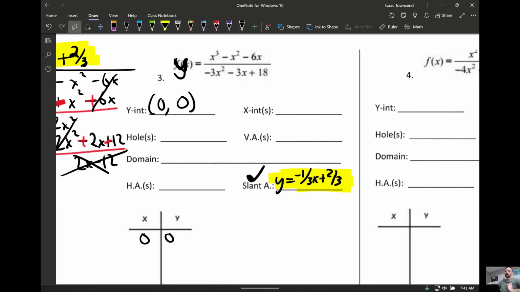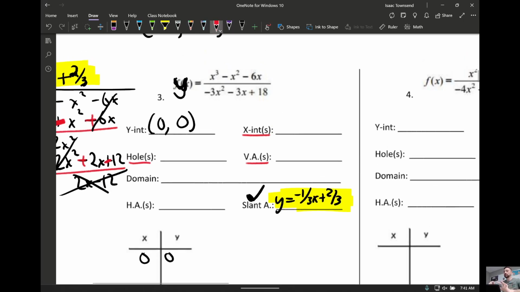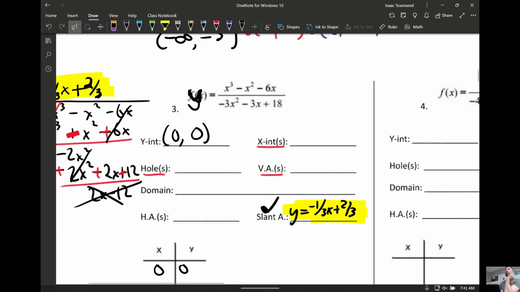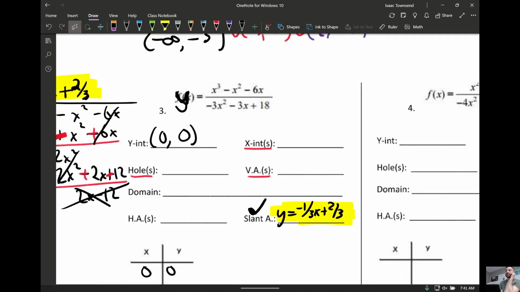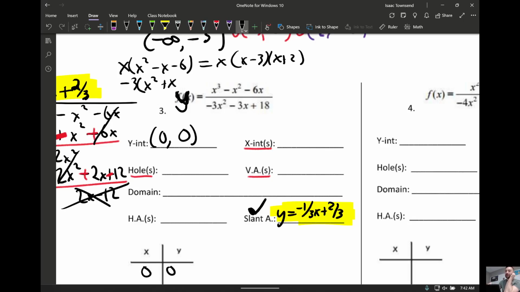Okay, what I would probably do next is realize that x-intercepts, vertical asymptotes, and holes, we need to know what numbers make the numerator 0 and what numbers make the denominator 0. So I'm going to factor the numerator. Looks like it has a GCF and a trinomial. And then I'm going to factor the denominator. It also has a GCF and a trinomial.